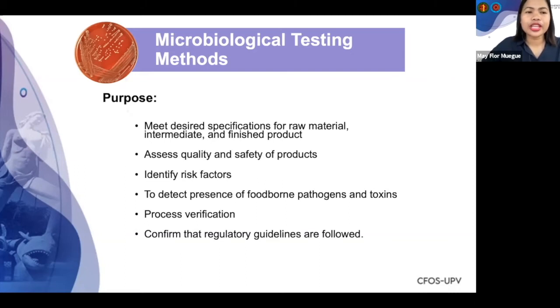And then to verify the process, no, in producing the product. Ano yung ibig sabihin ng process? Okay, we do microbiological tests to check whether our process is effective in eliminating the pathogens or the certain types of microorganisms that we don't want to be present in our product. So, halimbawa, you are producing a dried product.